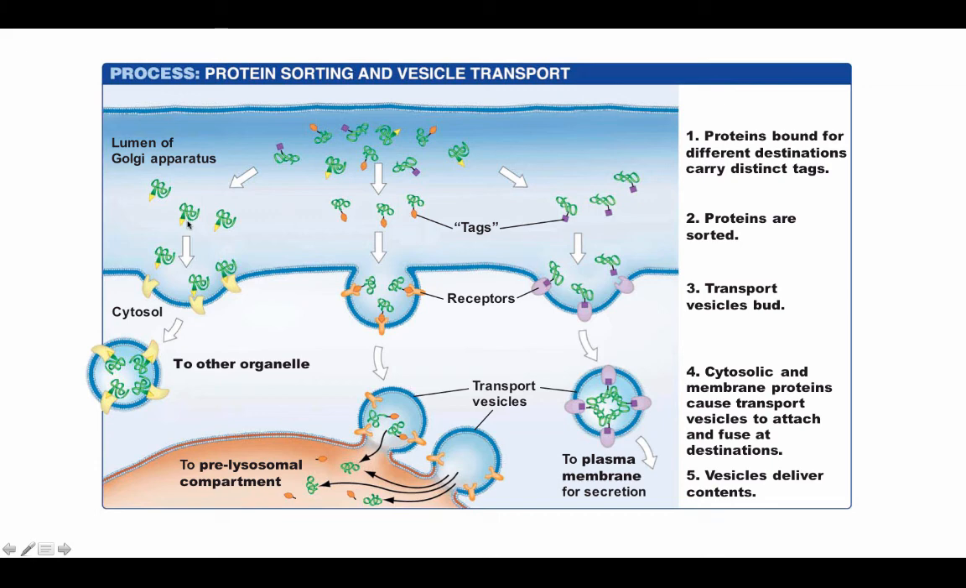So for example, the yellow tags might tell it to go to another organelle. The orange tags perhaps are telling it to go to form a lysosome. We'll learn about the lysosomes in just a moment, but the hydrolytic enzymes that are needed to form a lysosome, and then maybe the purple ones are going to the plasma membrane for secretion outside of the cell.